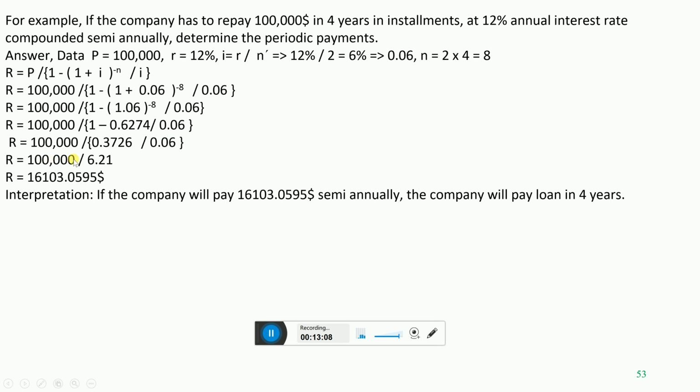R is equal to $1 lakh, 1 minus 0.62 is equal to 0.37, divided by 0.06. 0.37 divided by 0.06 gave us 6.21, and 1 lakh divided by 6.21 is equal to $16,103. That is the installment amount, $16,103.05. So what does this mean? This means that if the borrower, the company, repays $16,103 every 6 months, semi-annually, the company will repay $1 lakh in the next 4 years, which includes the principal amount plus interest earned.